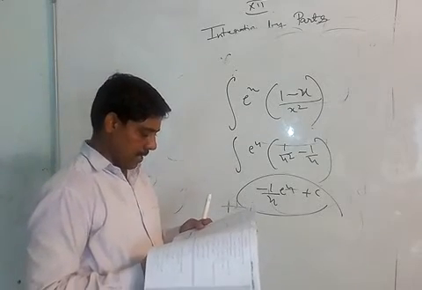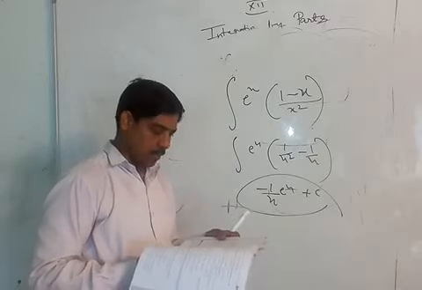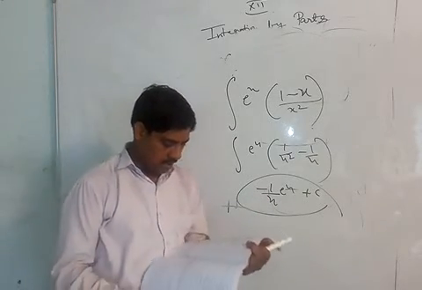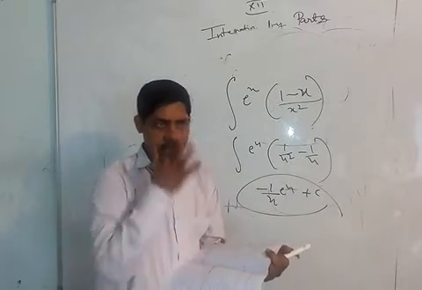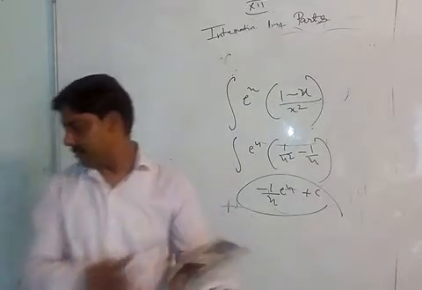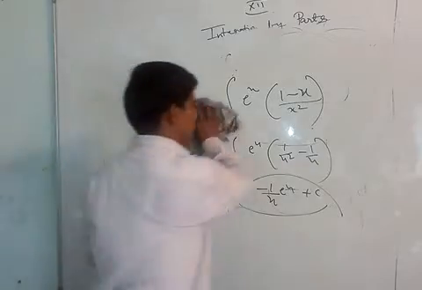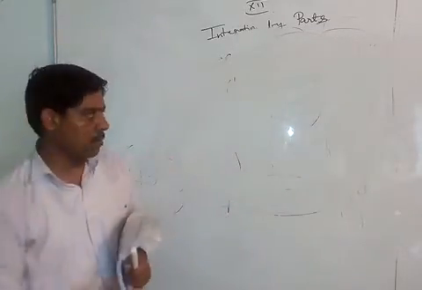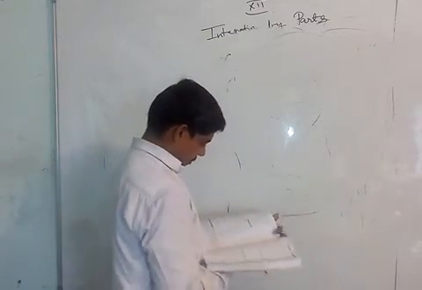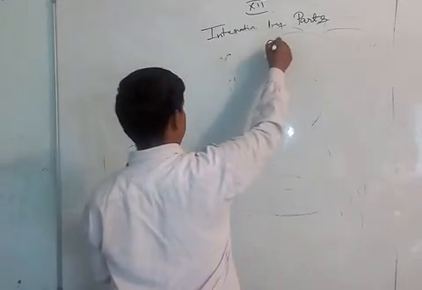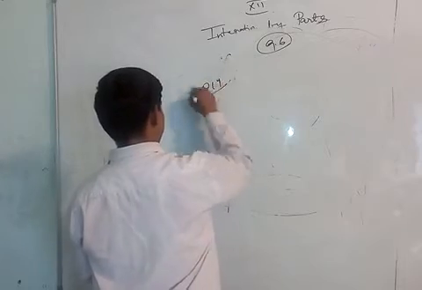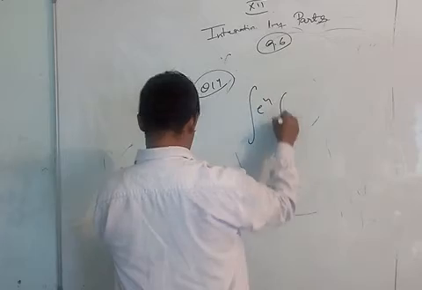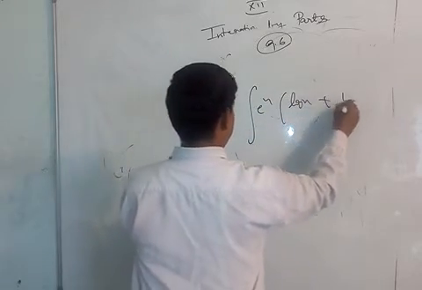Suppose it is written e to the power x [log x plus 1 upon x square]. Now the derivative of log x is not 1 upon x square. So what should be the term you should take? Sometimes you will have to add and subtract something. We are looking at 9.6, question number 14. What is the question? E to the power x [log x plus 1 upon x square].